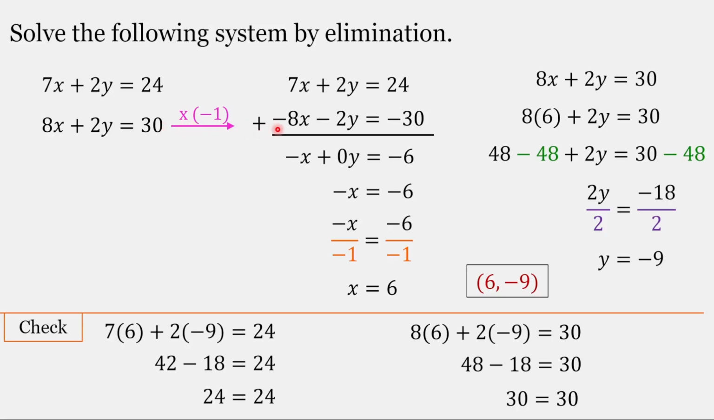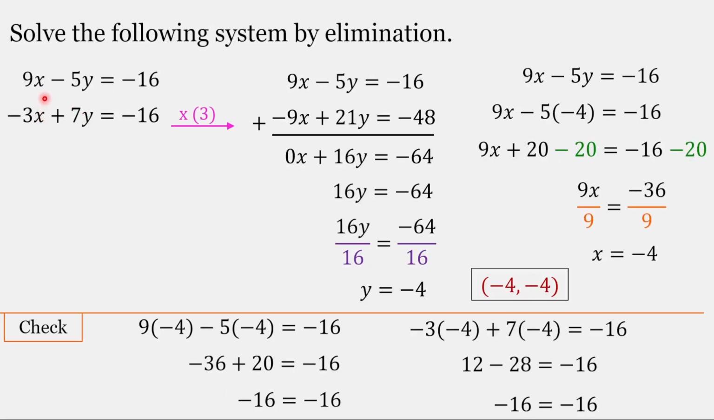So when we multiply by negative 1, we end up with negative 8x minus 2y equal to negative 30. The important part now is when we add these, we're able to eliminate this y variable. We end up with the equation negative x equal to negative 6. Solving that equation, we get x equal to 6. Plugging this value into either of these equations, I did select the second one. And then solving for y, we get y equal to negative 9. So the solution is the ordered pair 6, negative 9.